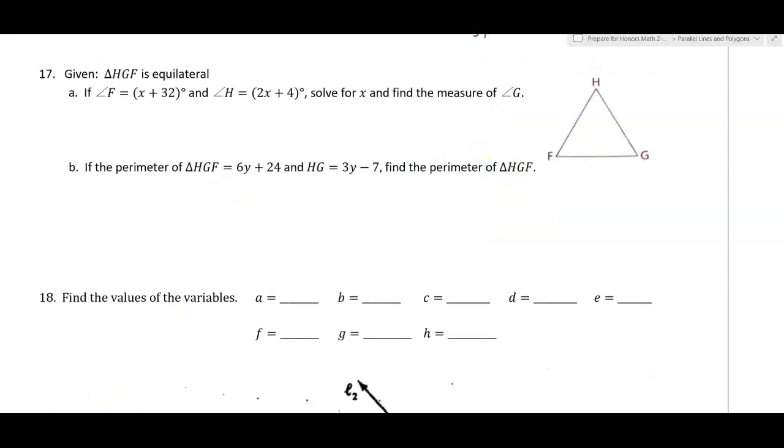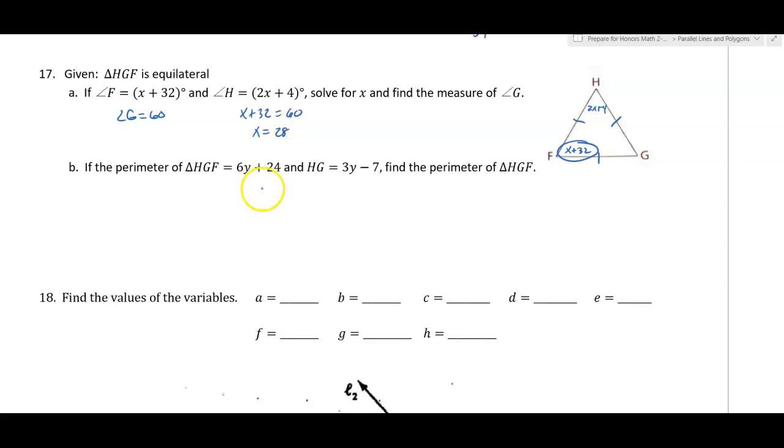Here they tell you this is equilateral, which means all sides are congruent. Angle F is x plus 32. Angle H is 2x plus 4. Solve for x and find the measure of angle G. Well, angle G right away, you don't even have to solve for it because if it's equilateral, all the angles are 60 degrees. And to find x, all I have to do is take one of these, say x plus 32, set that equal to 60, and I would get x is equal to 28.